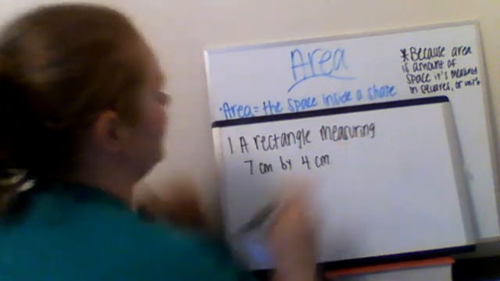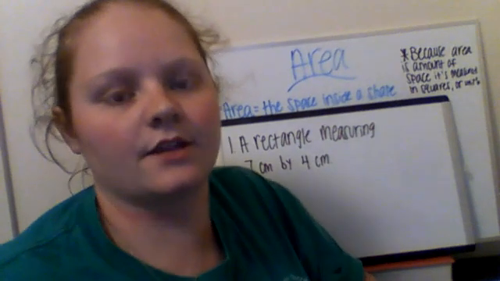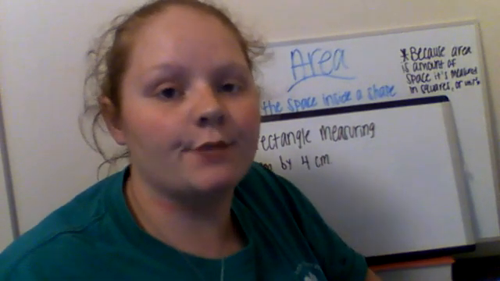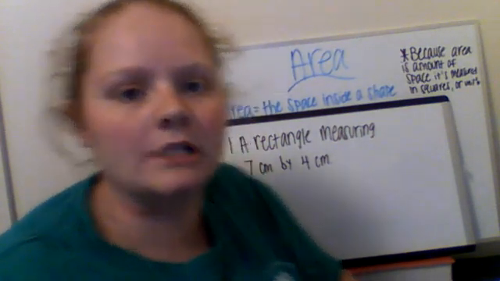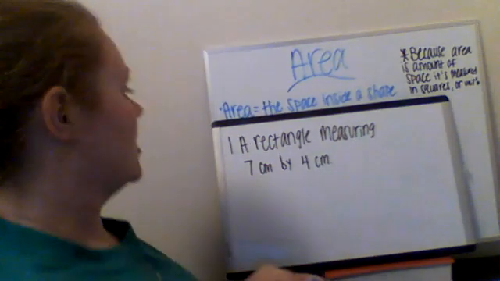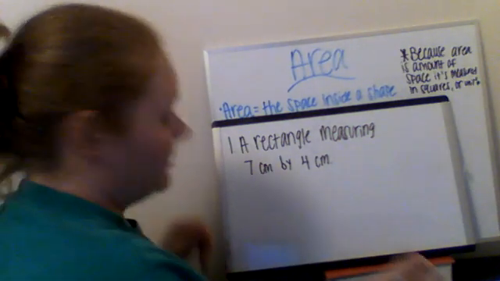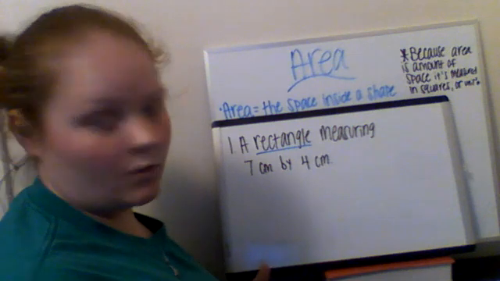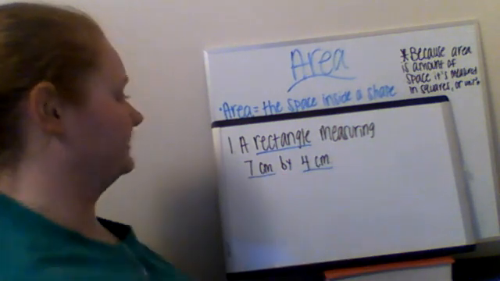When you come across a word problem, your first step is to read it, but then you need to go back and reread the problem and underline or circle the important parts being discussed. So I would underline rectangle, because that's the shape I'm working with, and then 7 centimeters by 4 centimeters.